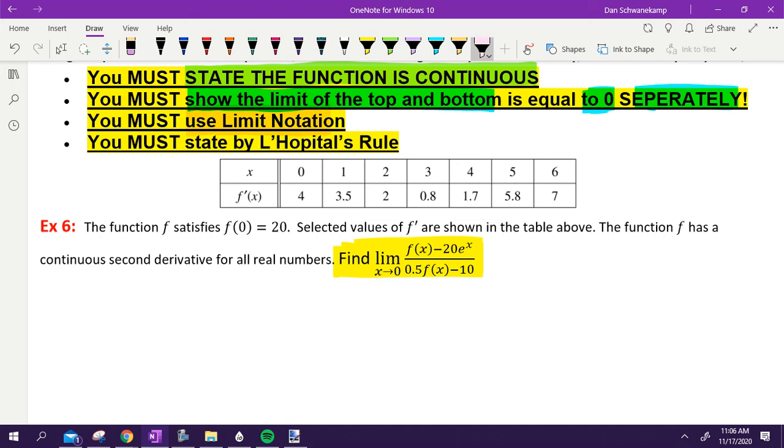We've got to use limit notation. So we have to write the limit stuff. You already pretty much do that, but don't forget it. And then the last thing we have to do is state by L'Hopital's rule. Those are the 4 elements.